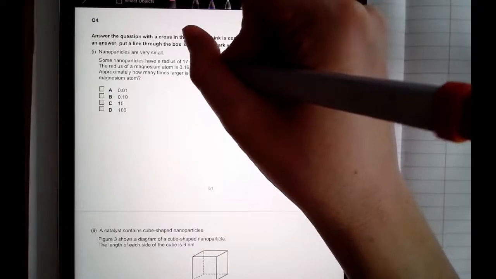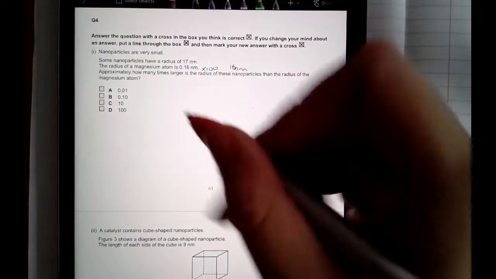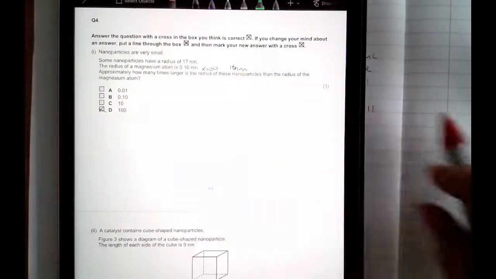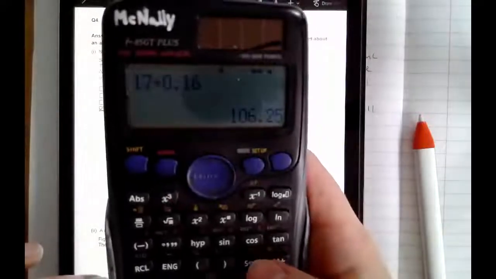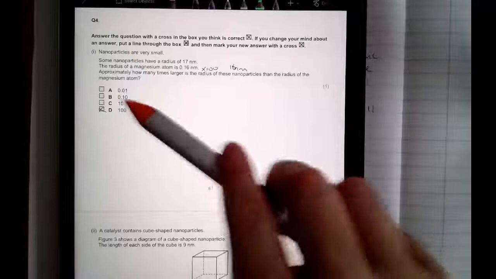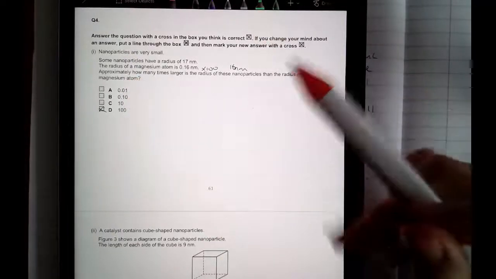So you can see that 0.16, if I times that by 100, I would get 16 nanometers. So it is approximately 100 times bigger. And again, if you don't want to do that in your head, you can do 17 divided by 0.16, and you will get an answer there of 106. The closest there is 100, so D. Remember, you're only being asked for an approximation, so it doesn't have to work out exactly.